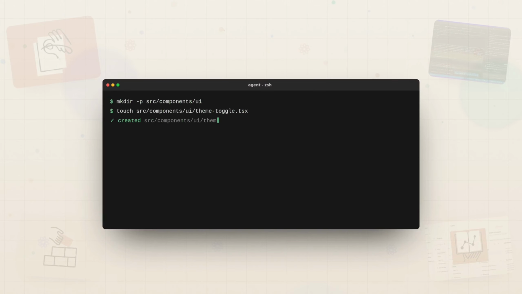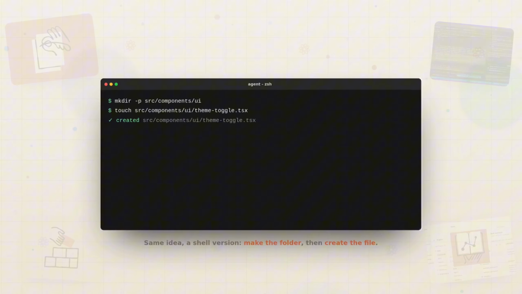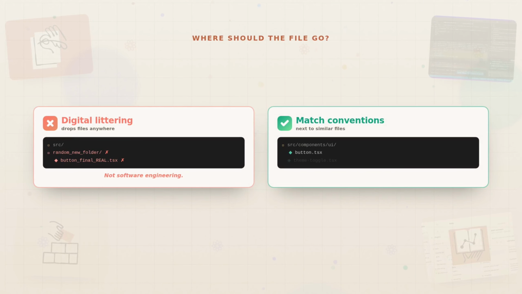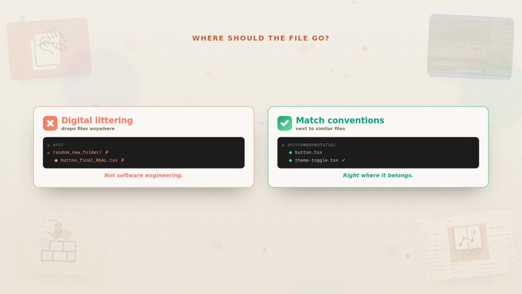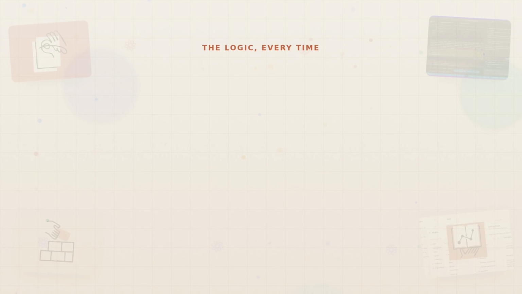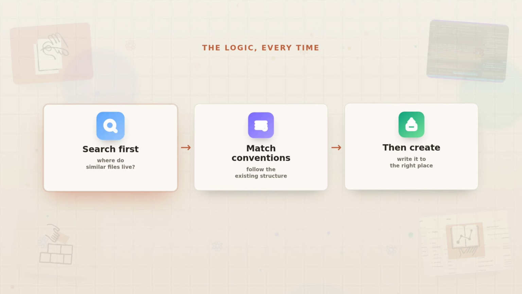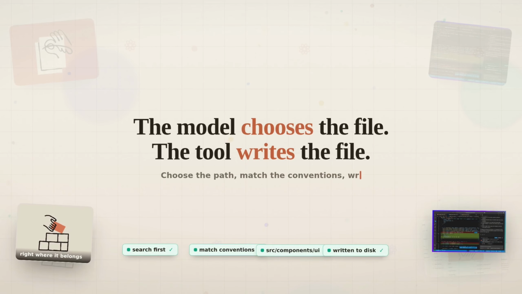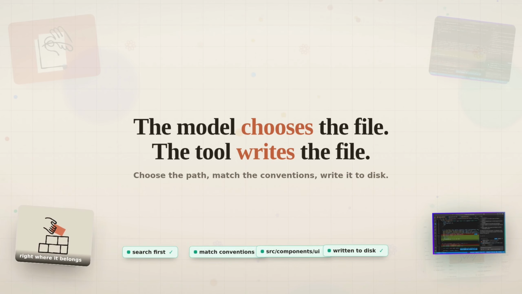But a good agent doesn't just dump files anywhere. It looks at your structure first. If your buttons live in source components UI, it puts the new component right next to them, not in the same random new folder called button final real. That's not engineering, that's digital littering. So the final pattern is search first, match your conventions, and then create.